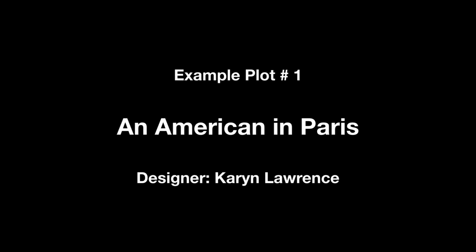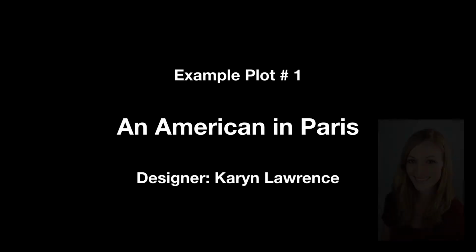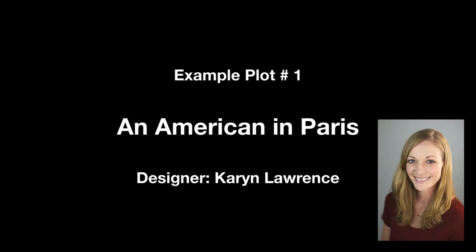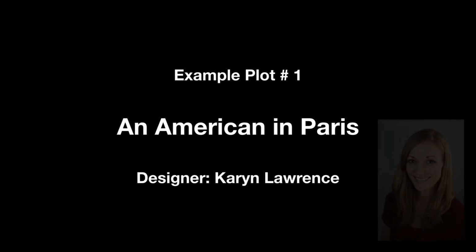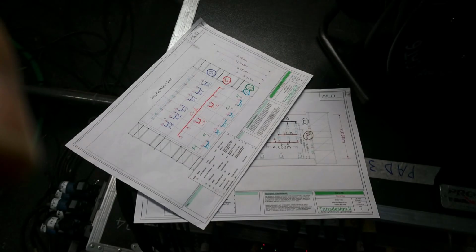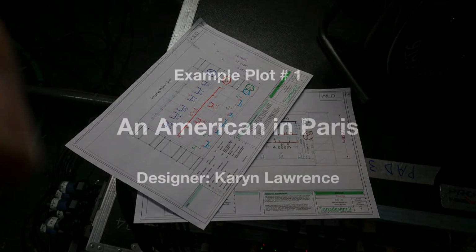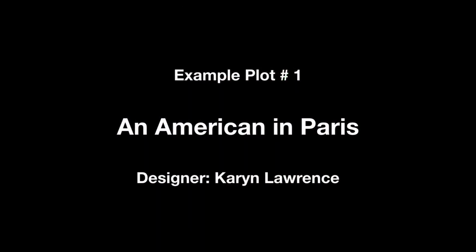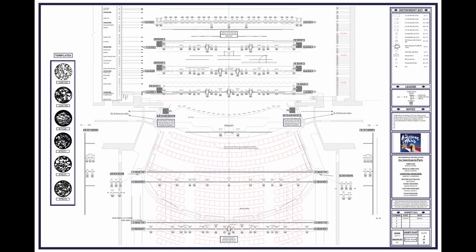So our first example plot is from Karen Lawrence, who's a fantastic lighting designer. She did this production of An American in Paris. And in class, if we were doing this, I would print it out and it would be a gigantic sheet of paper. It would be 24 by 36 inches, but you have a computer, so you're going to have to zoom in and scroll around. This is that light plot, okay?